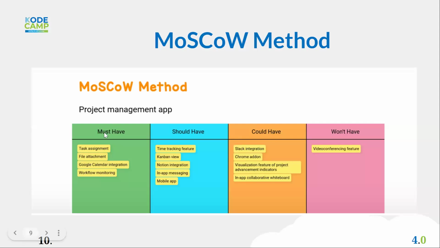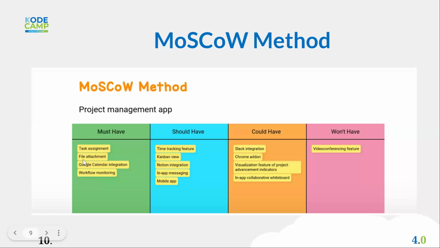Must haves, for example, for a project management app, are task assignments. Then you have file attachments. So if I'm assigning a task to you, I should be able to put out the task and also attach a document for you to use to do the task.